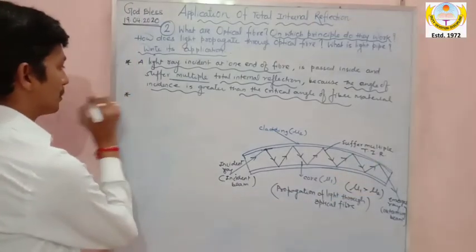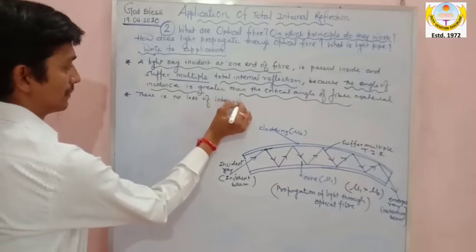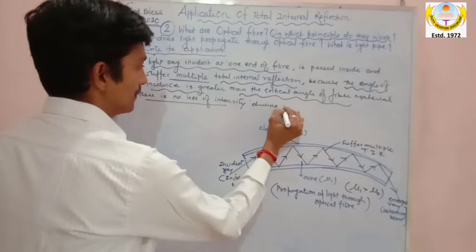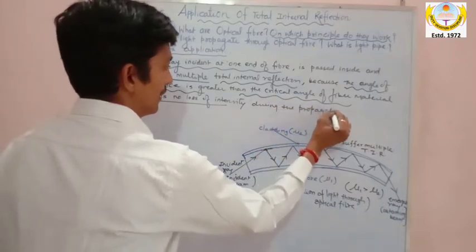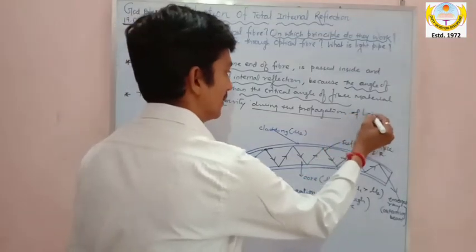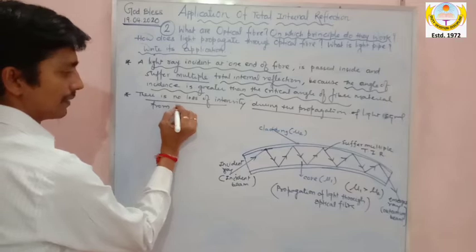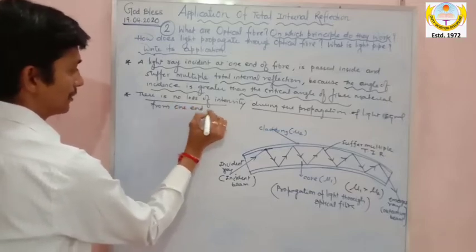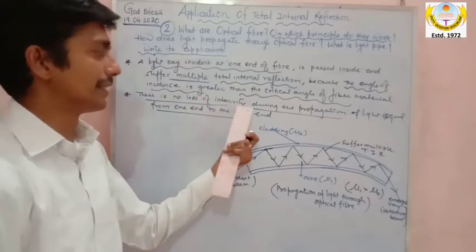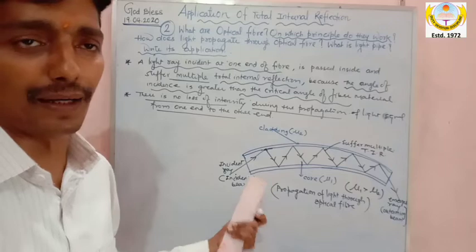Am I clear? And the point number 2, there is no loss of intensity during the propagation of light signal from one end to the other end. I hope, I'm sure you understood.